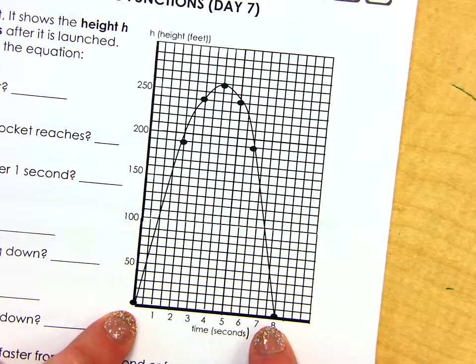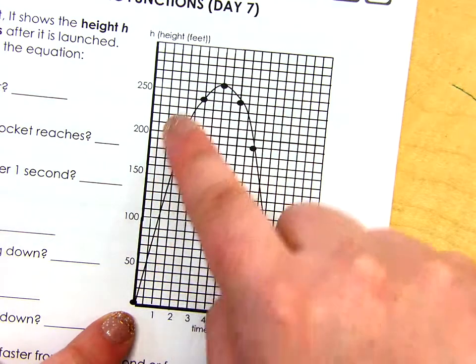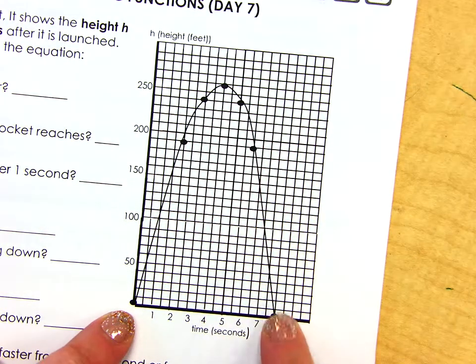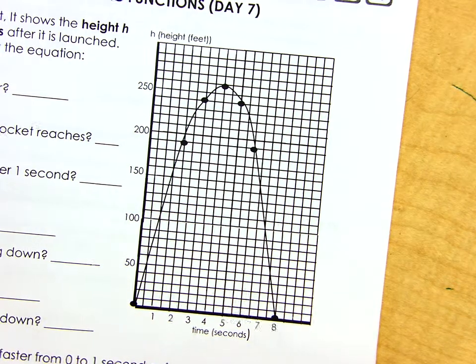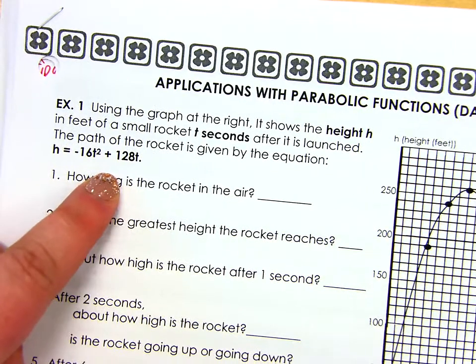Anyway, so you launch a rocket. It's going to go up in the air. It's going to turn around. It's going to come back down. So this graph shows us the height of the rocket over time. Okay? Now, furthermore, they give us an equation that models this rocket.